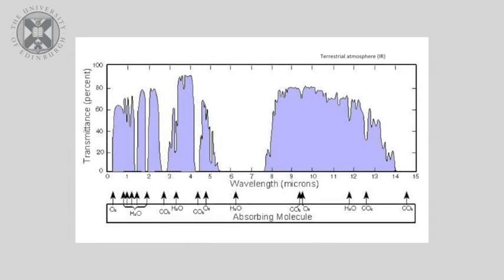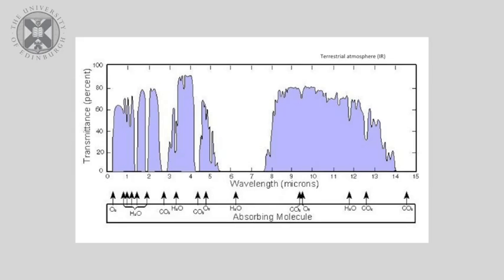Here's an example of the spectrum of planet Earth, and you can see that across the infrared there are dips in the light caused by particular gases. We've got dips in light caused by water vapor in the atmosphere, carbon dioxide and even oxygen. These are the sorts of spectra that we'd be looking for in the atmospheres of extrasolar planets.